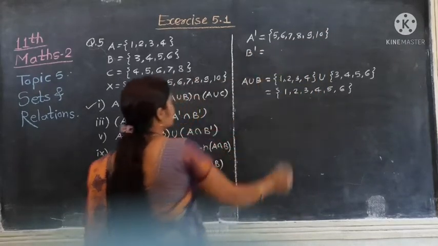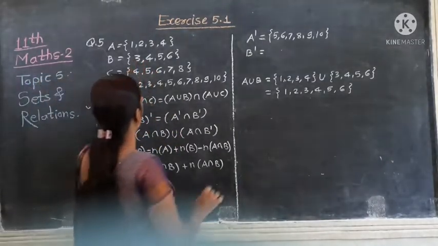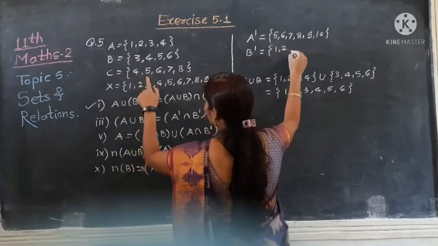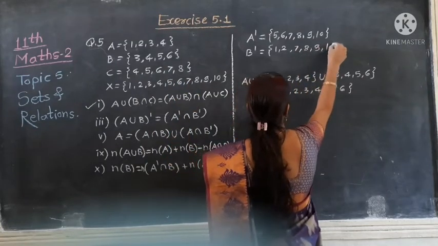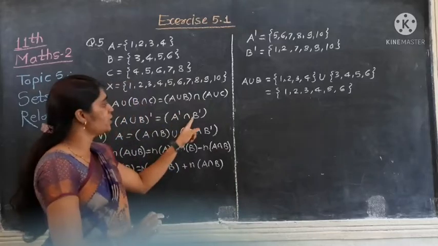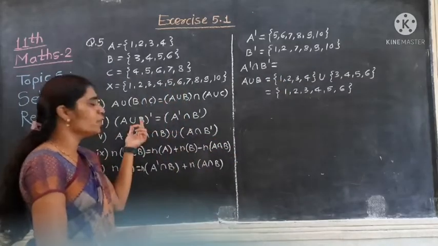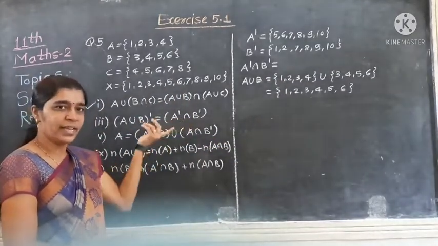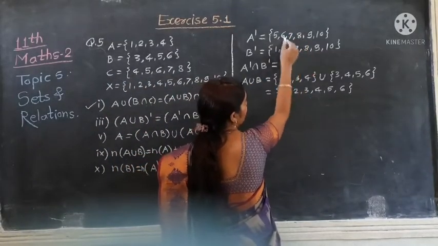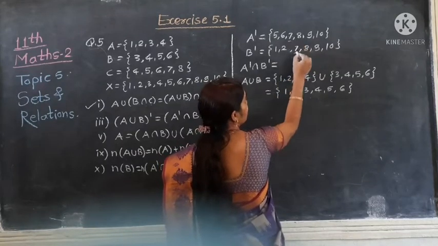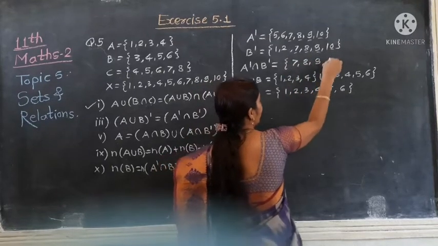Similarly, you can calculate B dash. What is B dash? The elements which are not in B but in X. Which are those elements? See, 1, 2, 3 is there, 4, 5, 6 is there, next 7, 8, 9 and 10. Now we want A dash intersection B dash. You can first calculate LHS or first calculate RHS. Intersection means common elements in both. See, is 5 there? No. 6? No. 7? Yes. 7, 8, 9 and 10. These are the common elements.